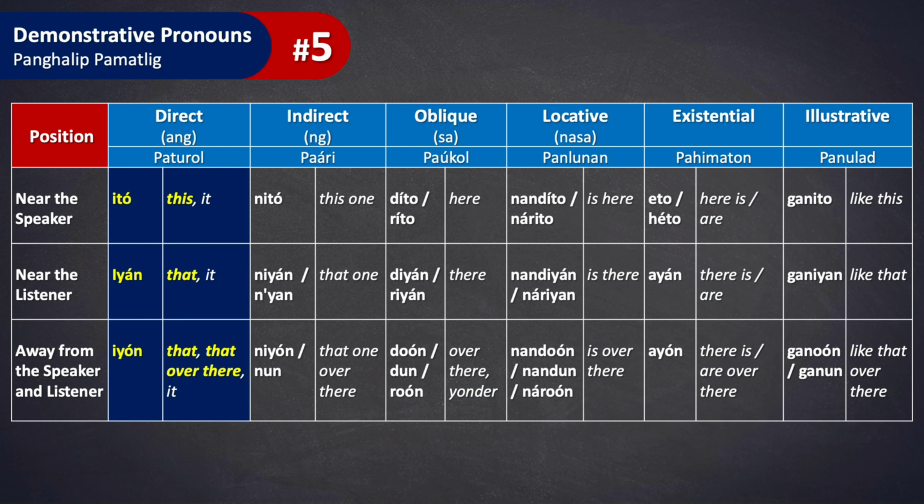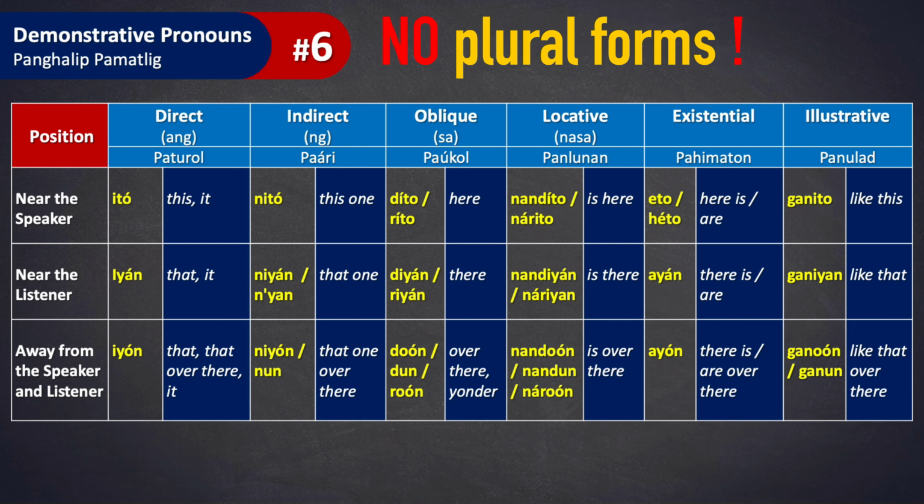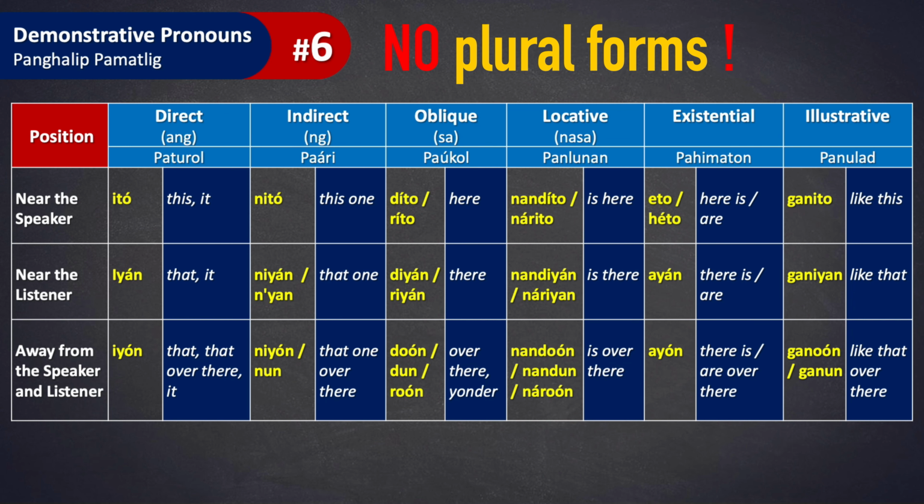Got it? Number 5, ito, iyan, and iyon are this, that, and that over there in English. Depending on the context and the point of view, they can also mean it in English. How cool is that? And number 6, there are no plural versions in the table. There are no equivalents to the English these and those. Why is that? Well, I will explain that later at the end of this video. In this introductory video, I will go over the Tagalog demonstrative pronouns and cover the basics and cite some sample sentences for each.